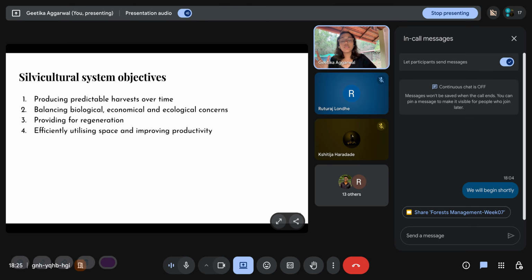Then you might want to efficiently utilize the space and improve the productivity. So that could be one of your silvicultural objectives: I have this space in hand, but I want to effectively utilize the entire space so that I have the maximum amount of productivity from this area. With whatever resources and whatever space I have, I want to maximize my returns from this area. Next, you might want to sustain non-market values in ecosystem services.